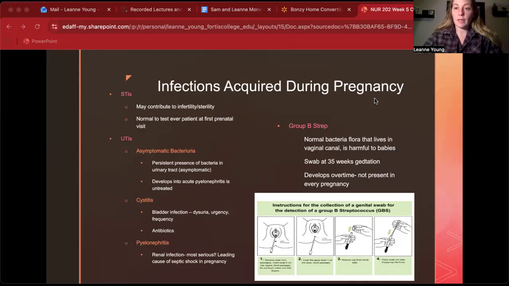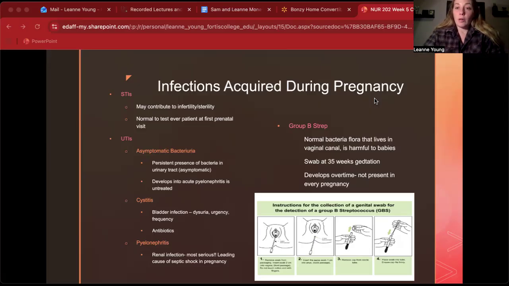So we need to make sure and test for the prevalence of an increased amount of group B in the vaginal canal. So we do a swab at 35 weeks of gestation. It's a swab that starts at the opening of the vagina down to the rectum, an opening of the rectum. This develops over time and it's not present in every pregnancy, okay? Because it all depends on how prevalent that bacteria is in the vaginal canal.